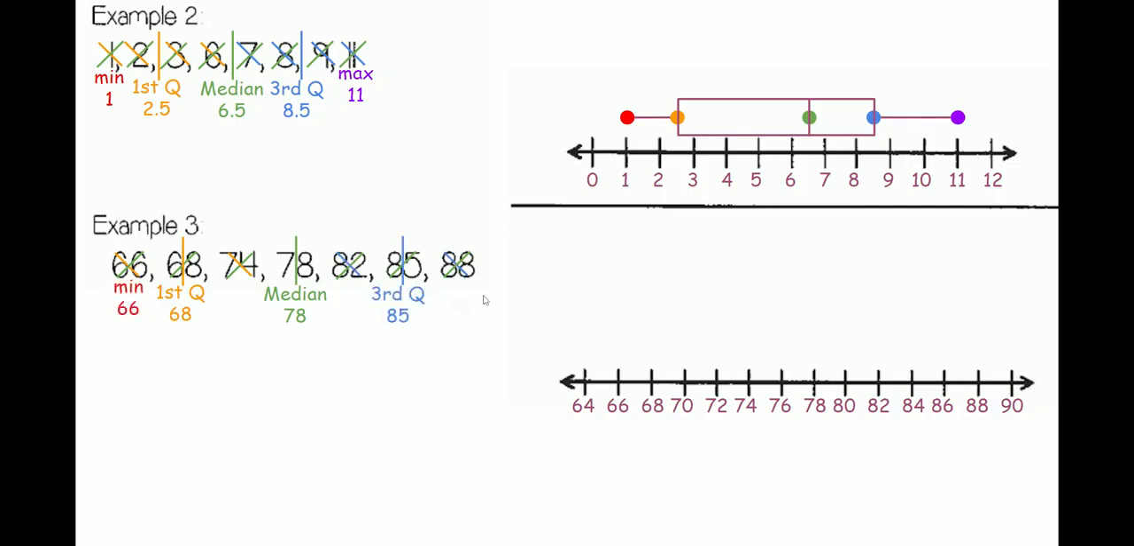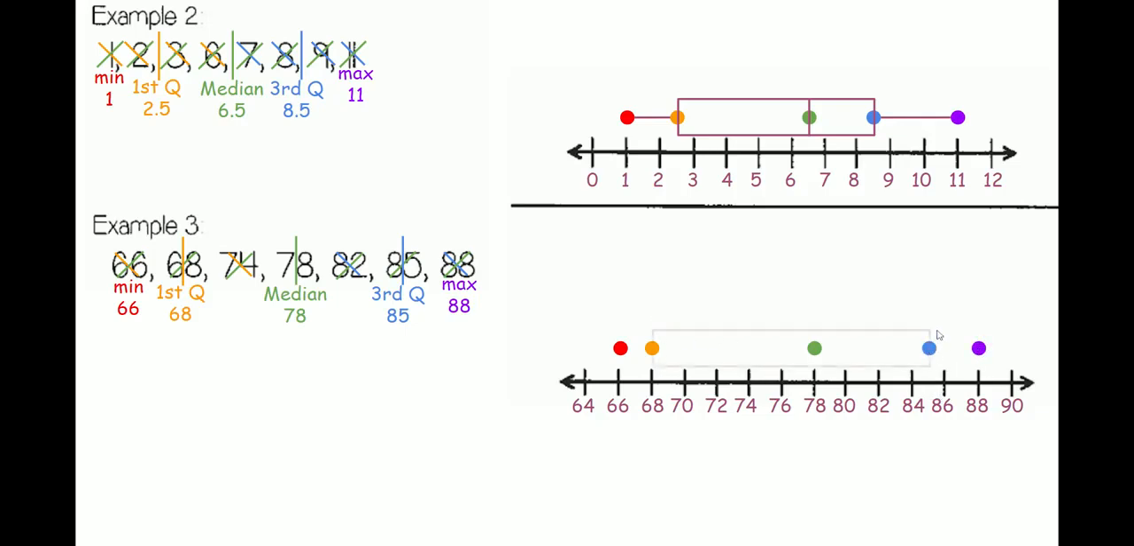Our minimum is 66. Our maximum is 88. So our numbers are already on the number line. We should have a minimum at 66, 68, something at 78, third quartile at 85, which is between 84 and 86, and maximum at 88, which is right over there.